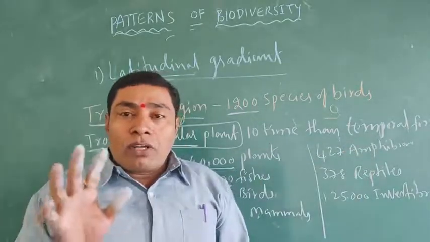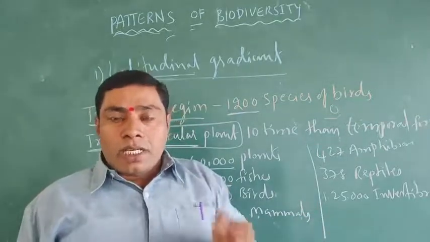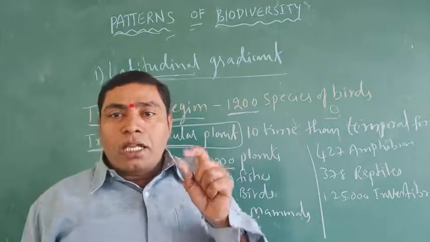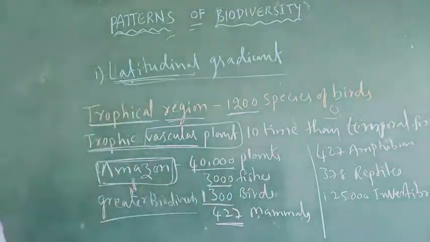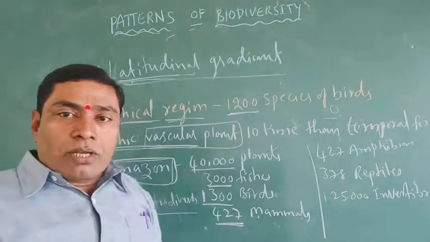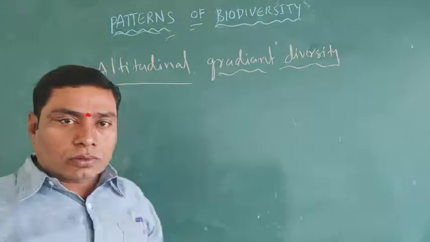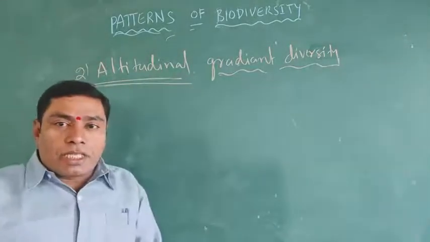It means the tropical forest is ten times richer than the temperate forest. It means they are located in the low latitudes, low degrees of latitude. An example is the Amazon. And next we are going to discuss the altitudinal gradient of diversity. The second one is the altitudinal gradient of diversity.